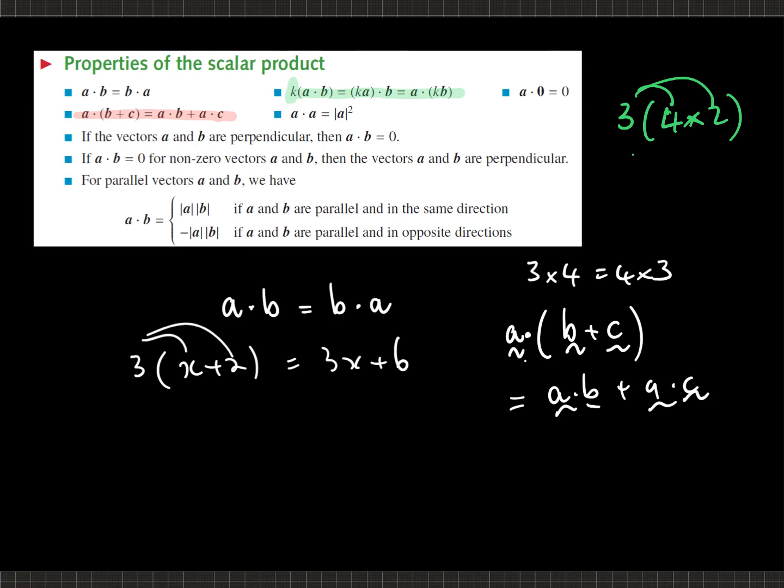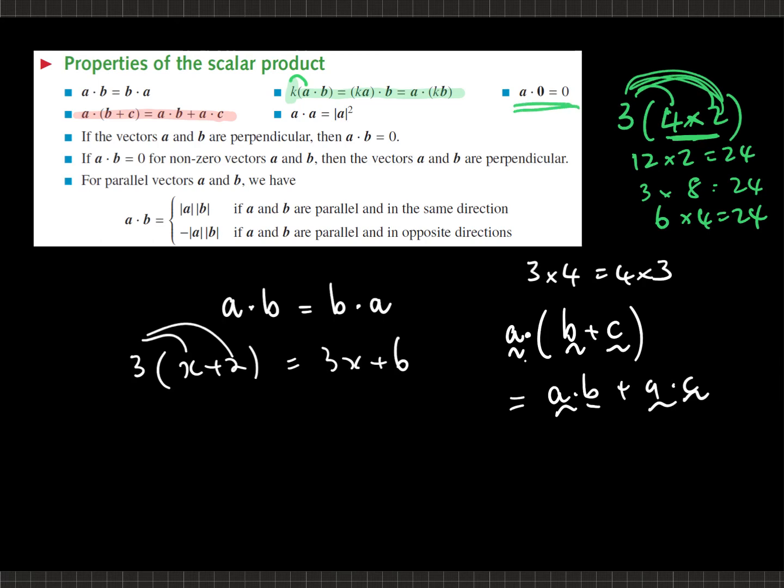So I could either say 3 4s are 12 times 2 is 24, or I could say 4 2s are 8 times 3 is 24, or I could even say 3 2s are 6 times 4 is 24. So just with a scalar multiplication, just like with normal multiplication, we can do that whenever we want. We just multiply the scalar through once.